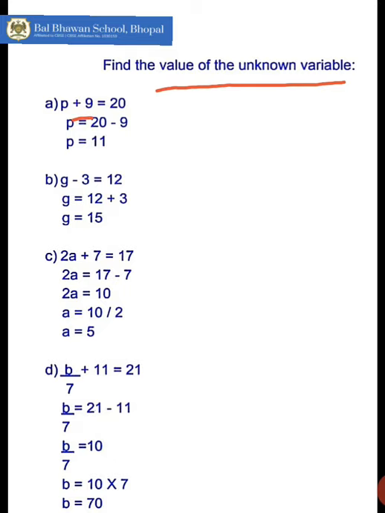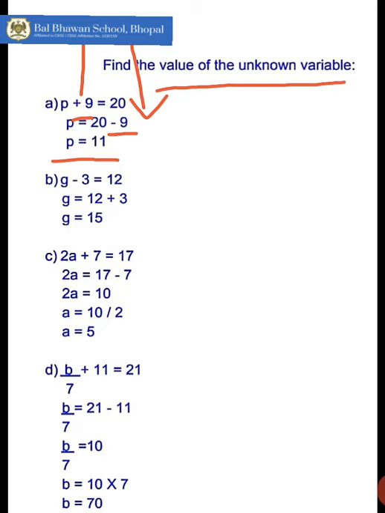Now children, according to the transposition method, this plus 9, when it goes to the other side, will become minus 9. So here, the right hand side becomes 20 minus 9. And 20 minus 9 is 11. So the value of the variable p is 11, or we can say that the root of the equation is 11.